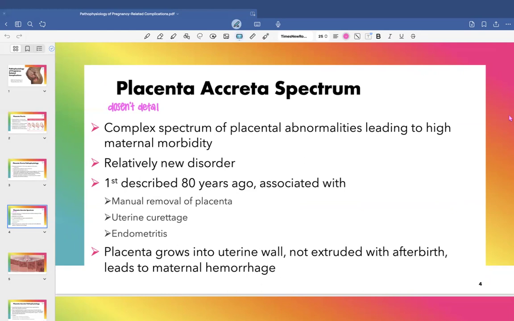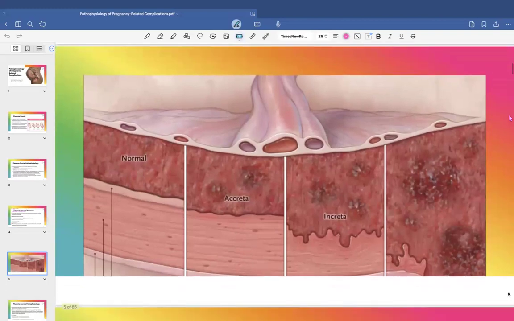And so it doesn't get extruded, that placenta. If it attaches there, it will actually grow into the wall of the uterus and lead, like I said, to that maternal hemorrhage. So there's normal, which is to your far left, accreta, increta, and percreta. Okay, that's the spectrum.